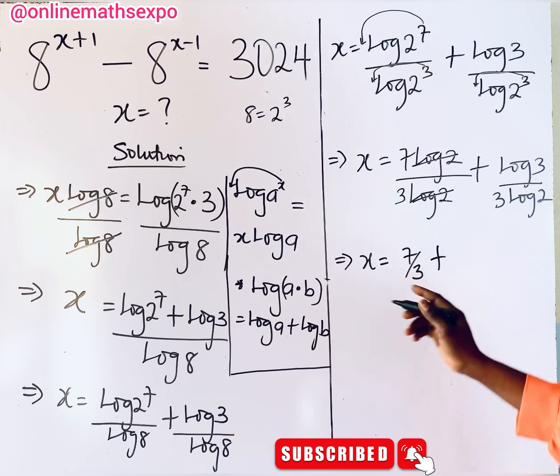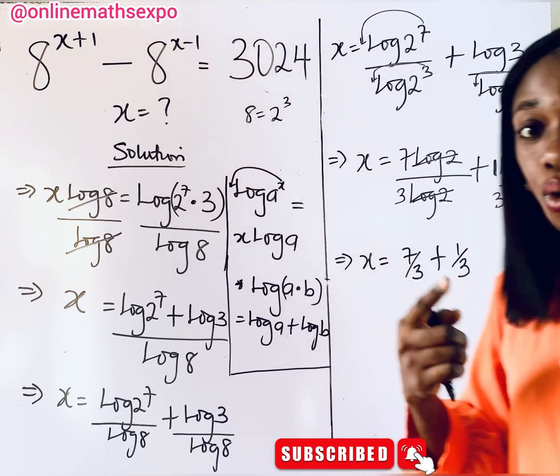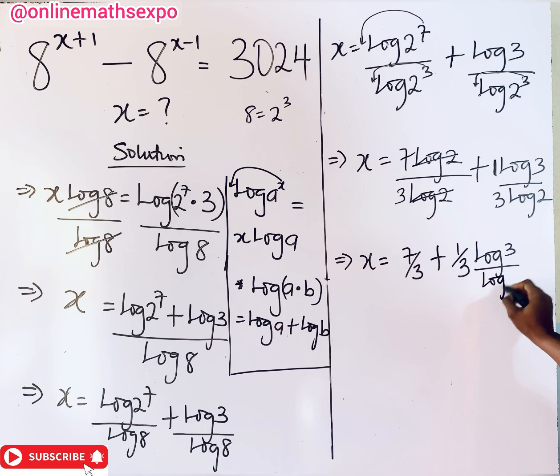Then plus. Now, you will notice that what is the coefficient of log 3 here? The coefficient is 1. Please take notes. Okay, so what you will now have here is 1 over 3. But can you cancel this? No. The reason is that this one is 3 and this one is 2. But I will show you what you will do to it, okay? So we are going to have, let's still bring it down, log of 3 all over log of 2.